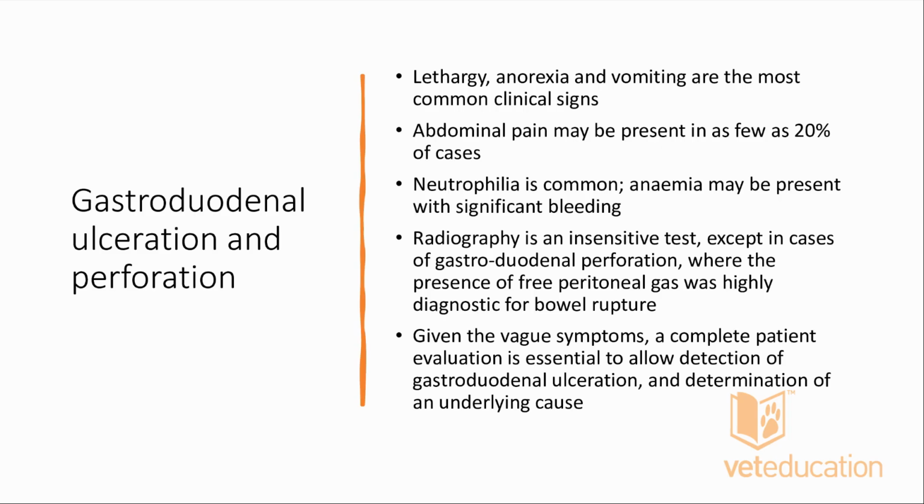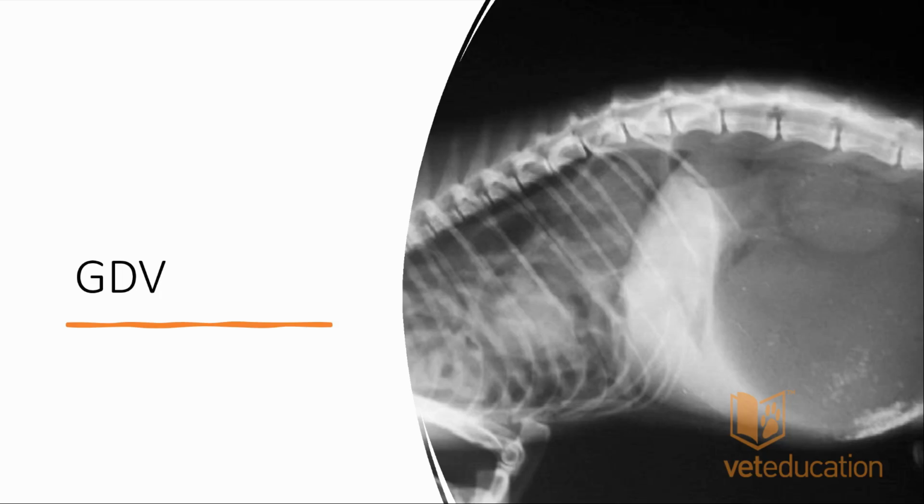Given the vague symptoms, a patient evaluation is really important to help detect gastroduodenal ulceration and determine an underlying cause. And if you start off with your physical exam and your basic assessment and you don't find any answers, and your owners decide that they just want to go with supportive care, if your patient is getting worse, don't be afraid to revisit the patient and say, look, I think we need to do more investigations, because oftentimes there are secretive diseases inside of cats that we need to worry about.